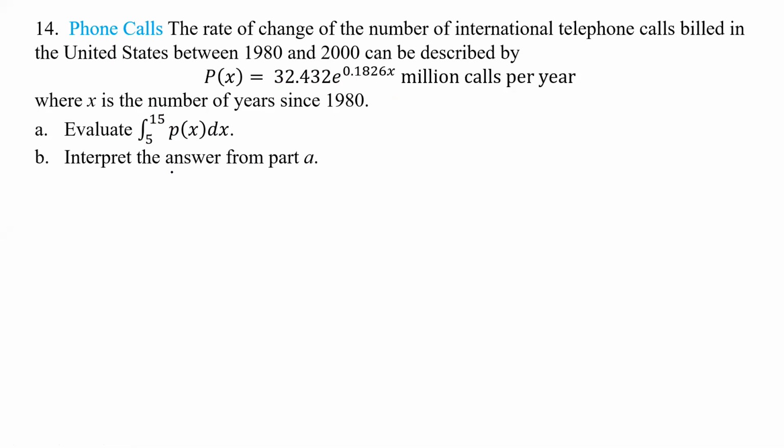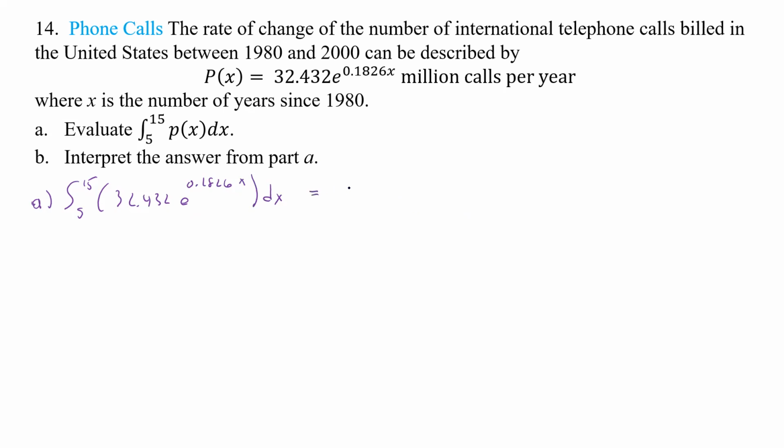So what we're going to do is we have the integral from 5 to 15 of 32.432 e to the 0.1826x dx. Okay, so we can do this several ways. We can actually write out what the integral is, and then evaluate it from 5 to 15, or we can just plug this directly into our calculator. So both ways are going to work. We're going to get the same answer.